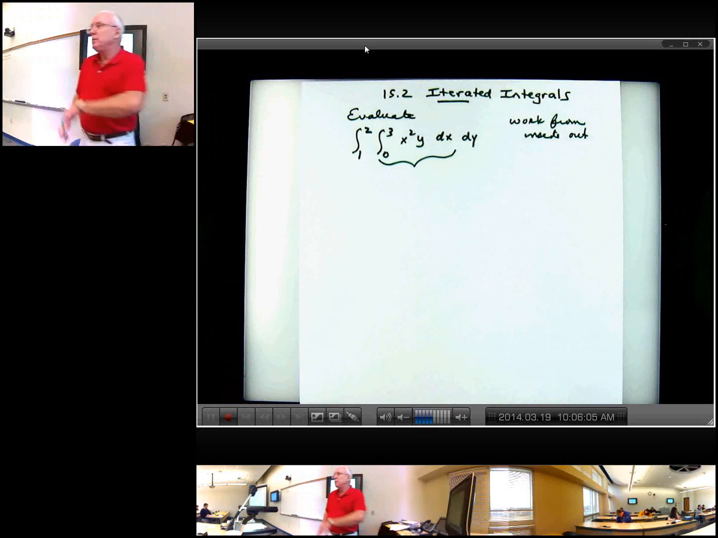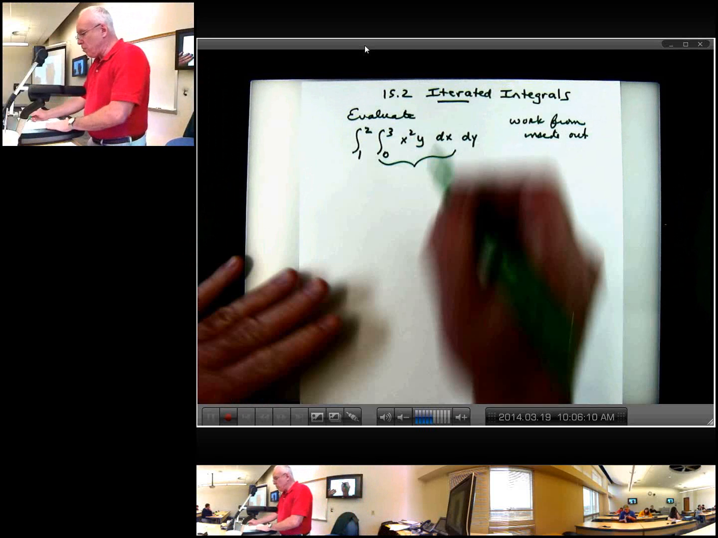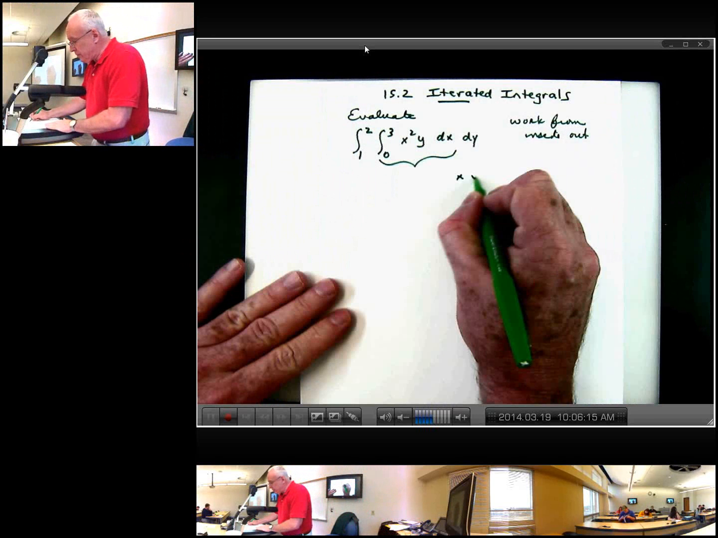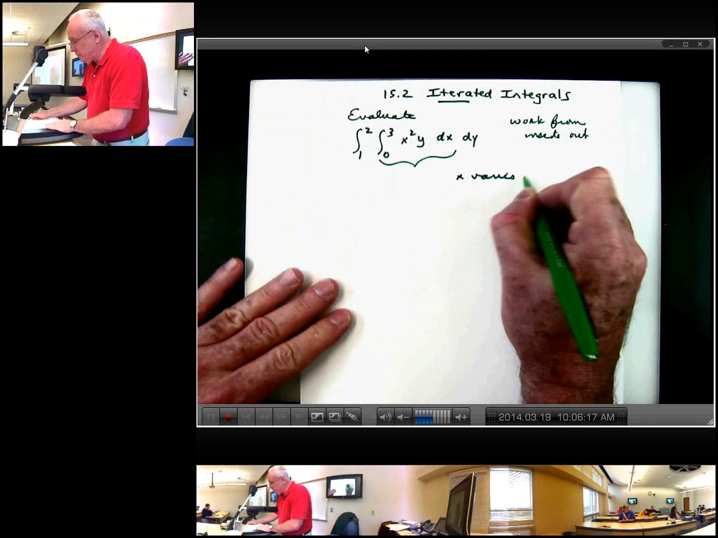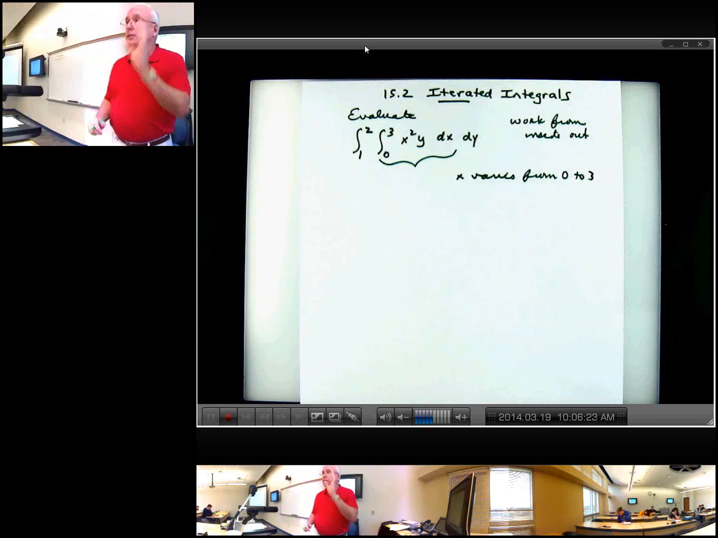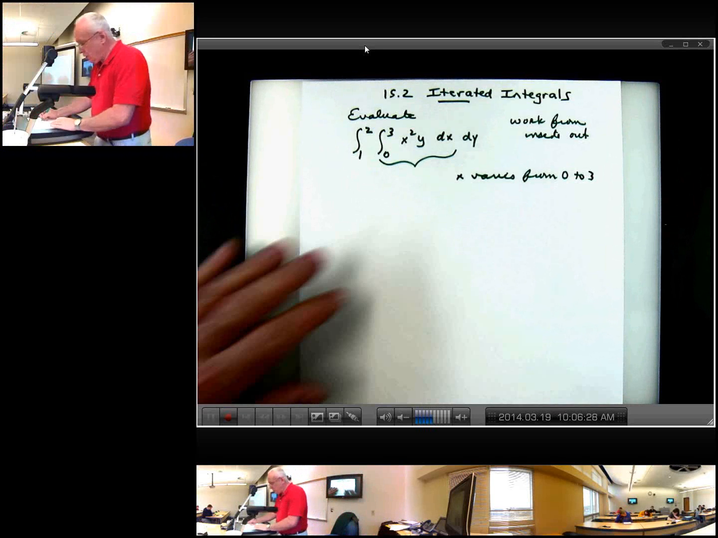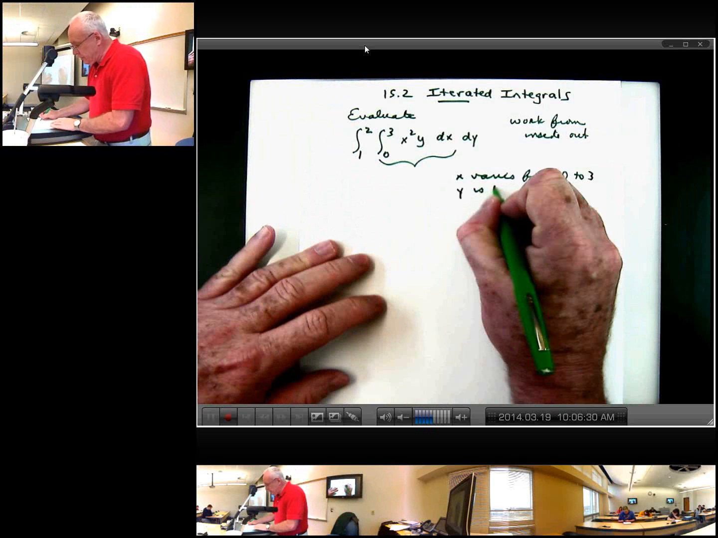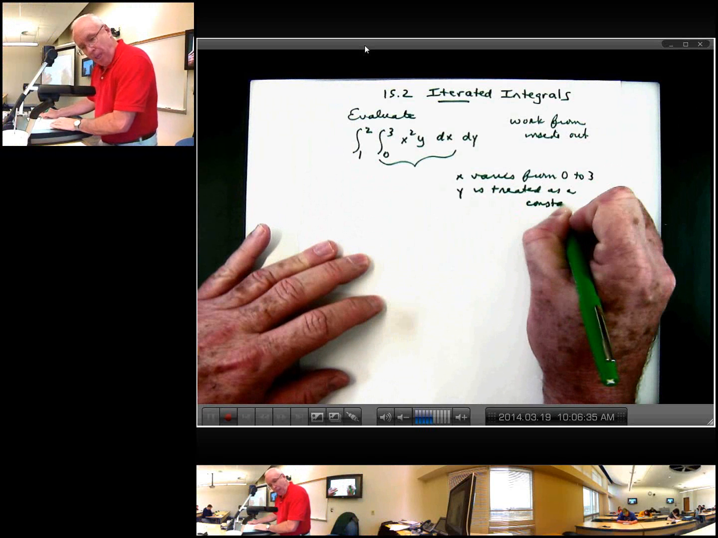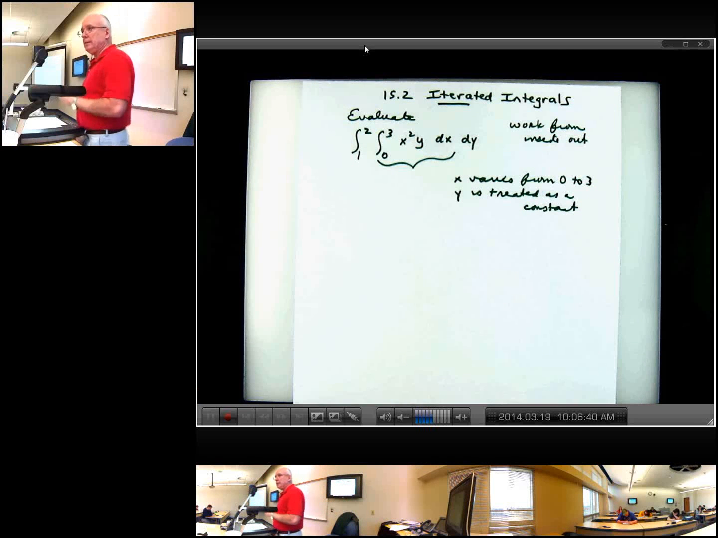Now, this resembles partial derivatives. We have a function of 2 variables here, but we're only integrating with respect to x. So x varies, in this case from 0 to 3, but y is treated as if it were a constant. Just like with partial derivatives, y is treated as a constant.